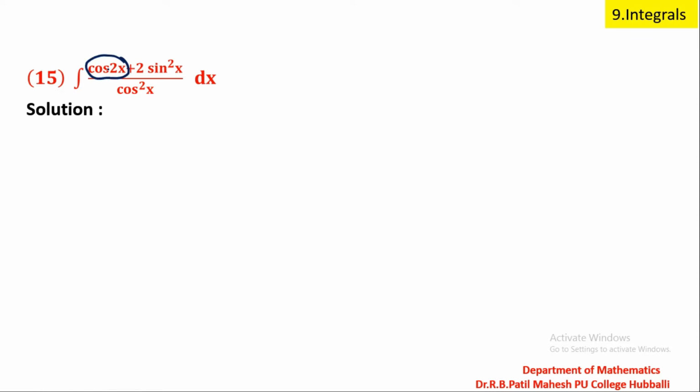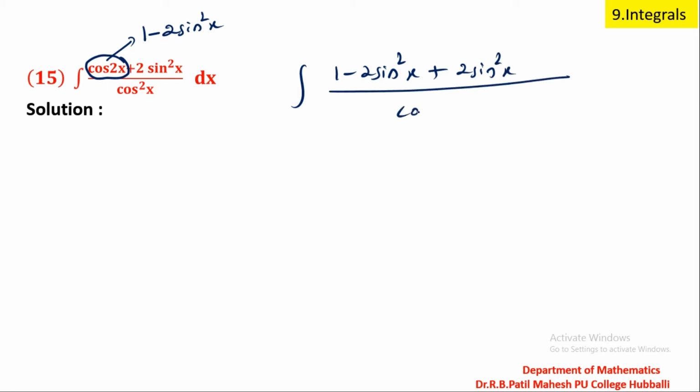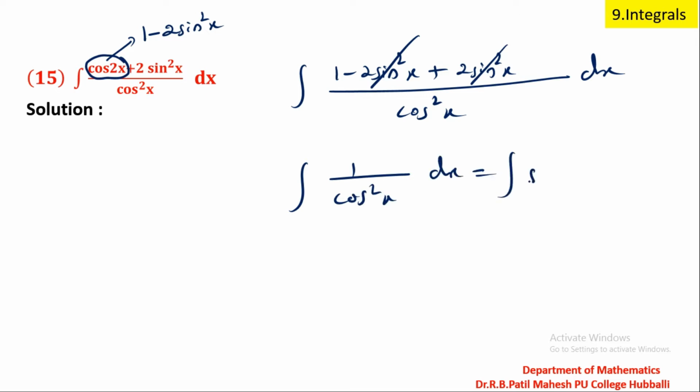Students, replacing cos 2x formula in terms of sin, that is 1 minus 2 sin square x, your integration problem will become 1 minus 2 sin square x, I am writing cos 2x, plus 2 sin square x remains as it is, divided by cos square x into dx, so that you can cancel these two, and integration of 1 upon cos square x. So 1 upon cos square x from trigonometry is secant square x. Hope you all remember integration of secant square x is tan x plus c. Hence this is going to be the answer. This is a hint that I have given.